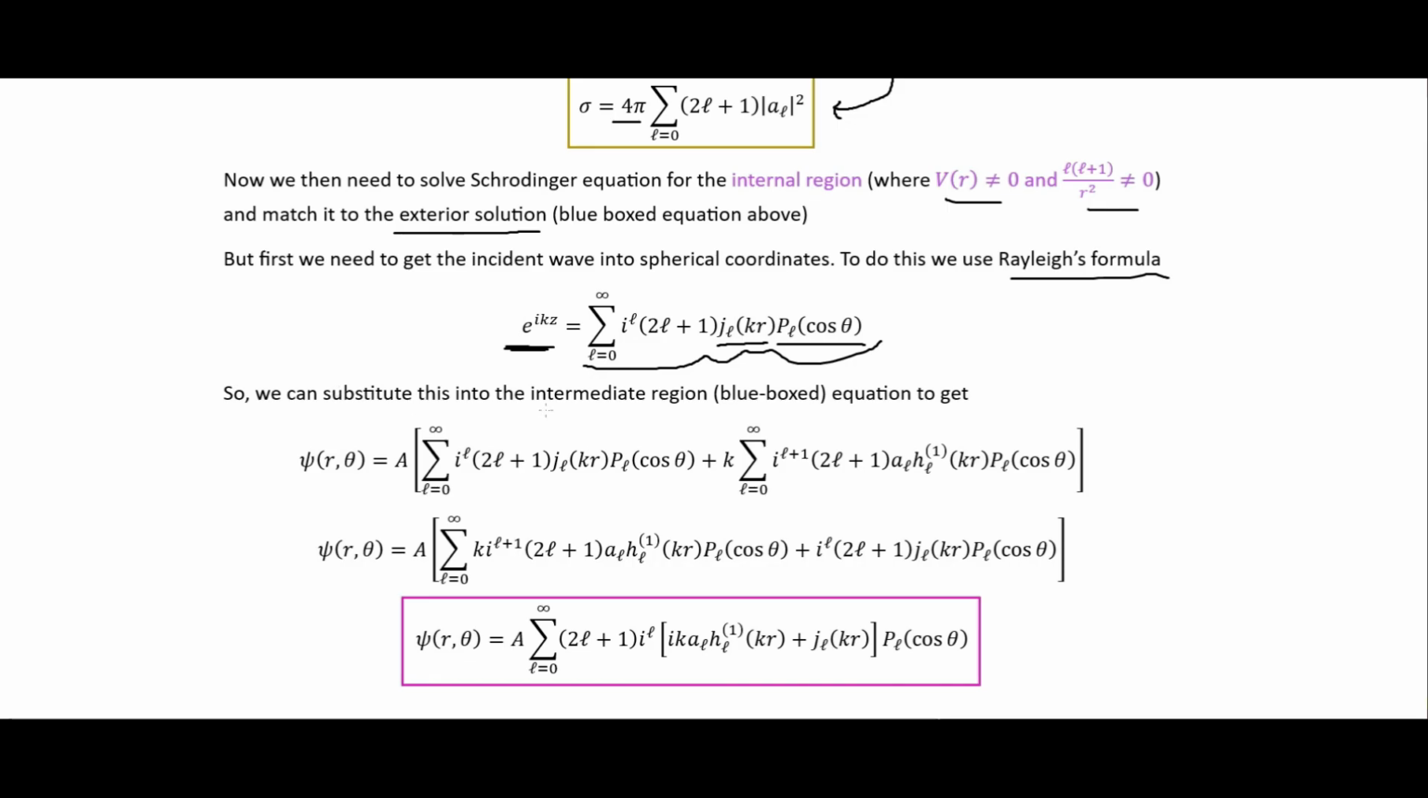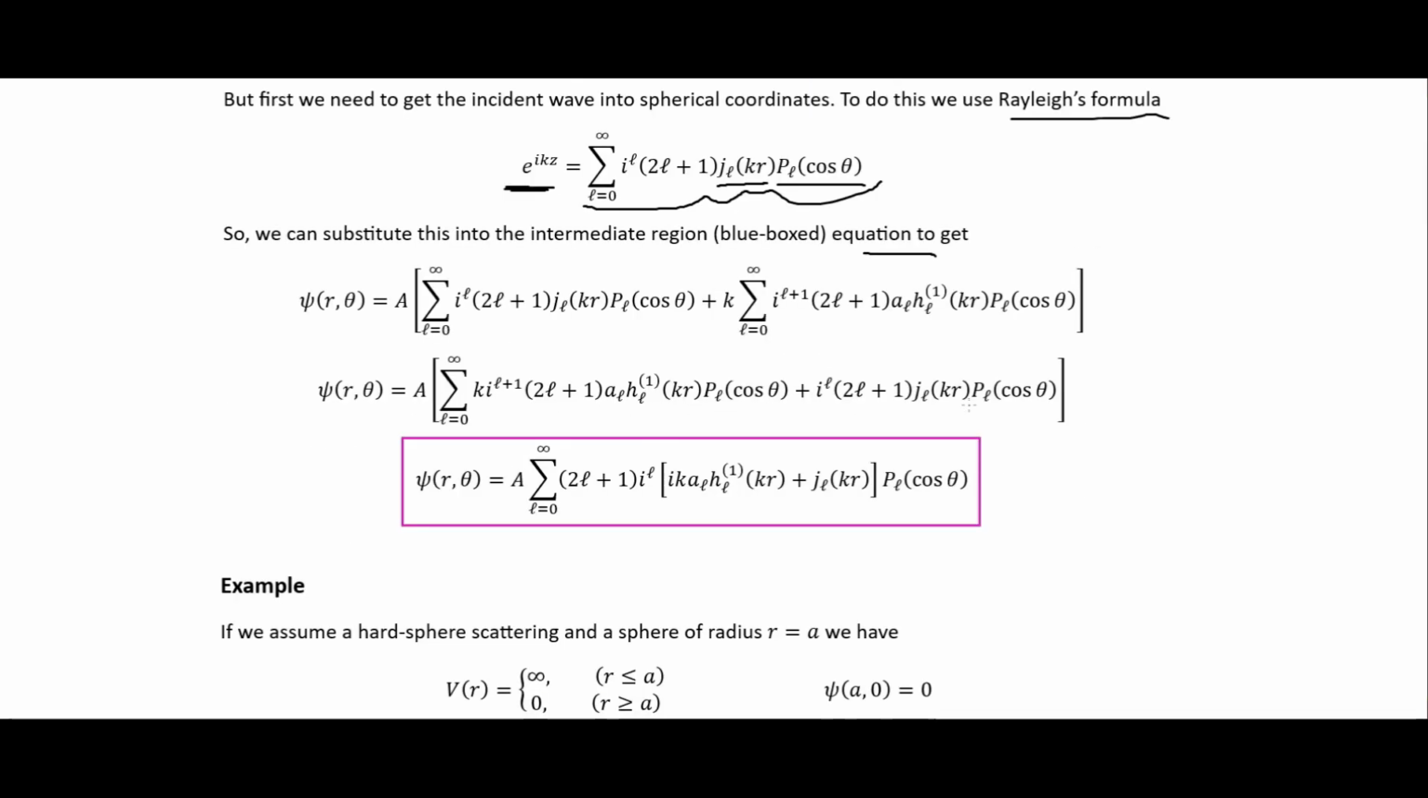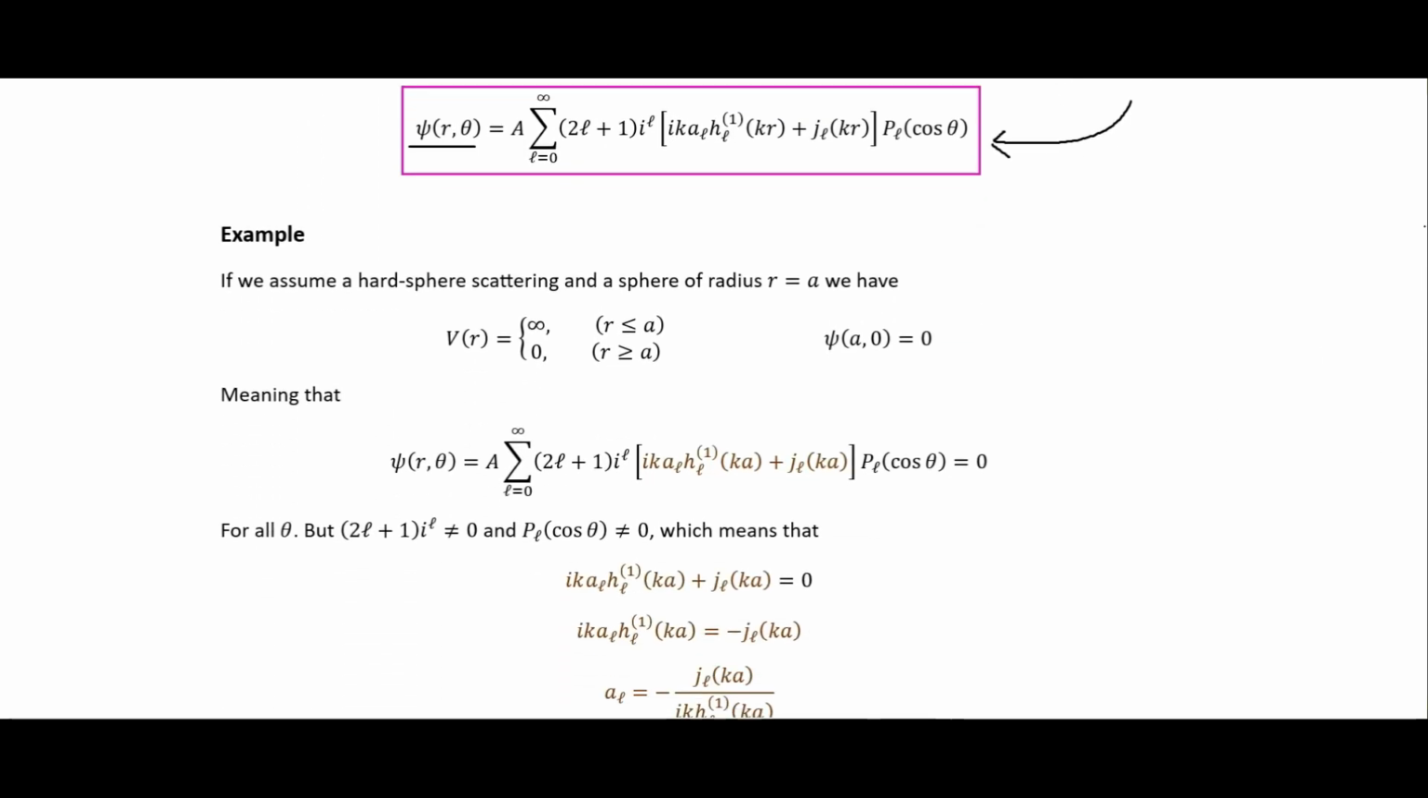So we can substitute this into the intermediate region equation from above, and so we put that in, we do some simplifying, and we end up with this right here. But because we haven't really defined a potential here, what this solution will actually end up being is going to depend on what we define our potential as. And so we can look at an example here.